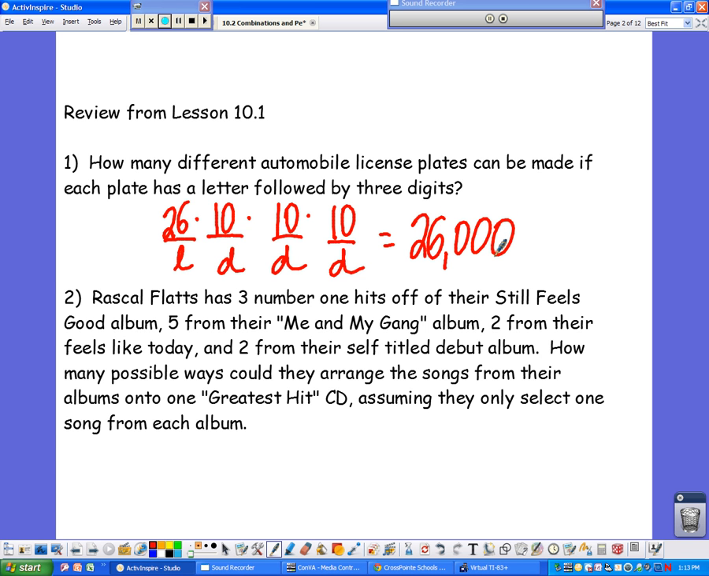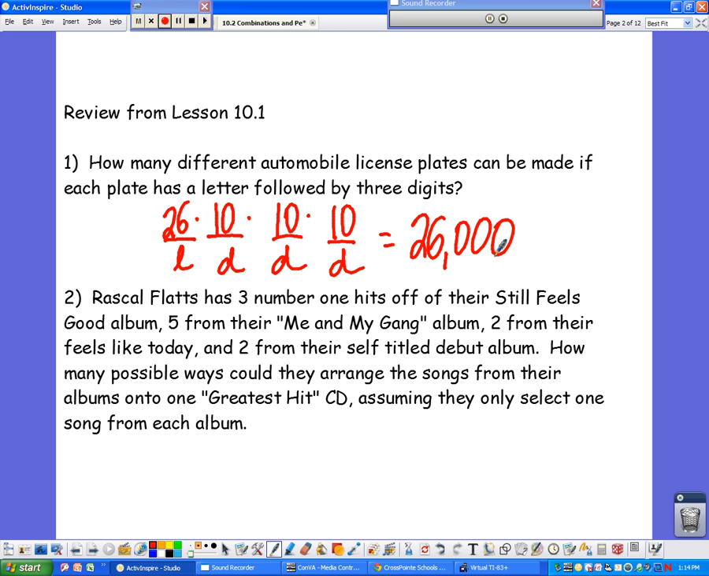Okay? All right, question number 2 says, Roscoe Flatts has 3 number 1 hits off their Still Feels Good album, 5 from their Me and My Gang album, 2 from their Feels Like Today, and 2 from their self-titled debut album. How many possible ways could they arrange the songs from their albums into one greatest hits album? And we're going to assume that they're only going to select one song from each album.